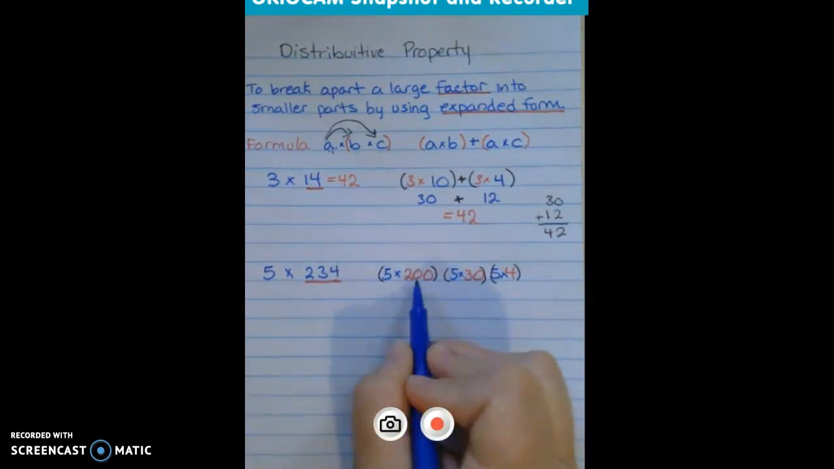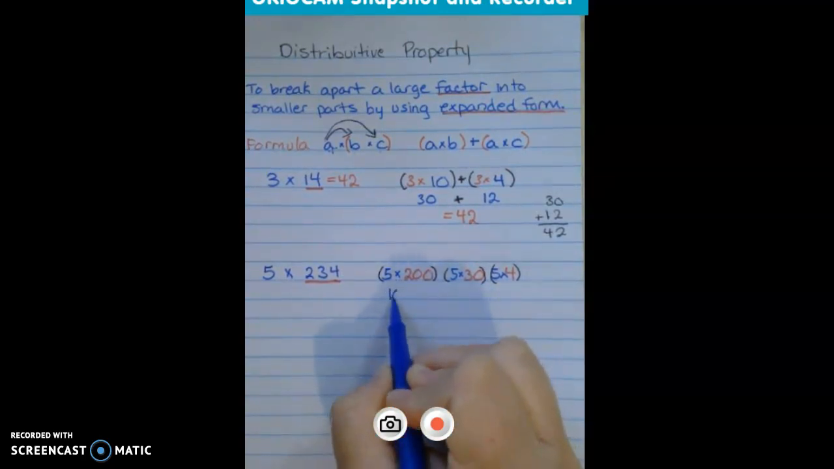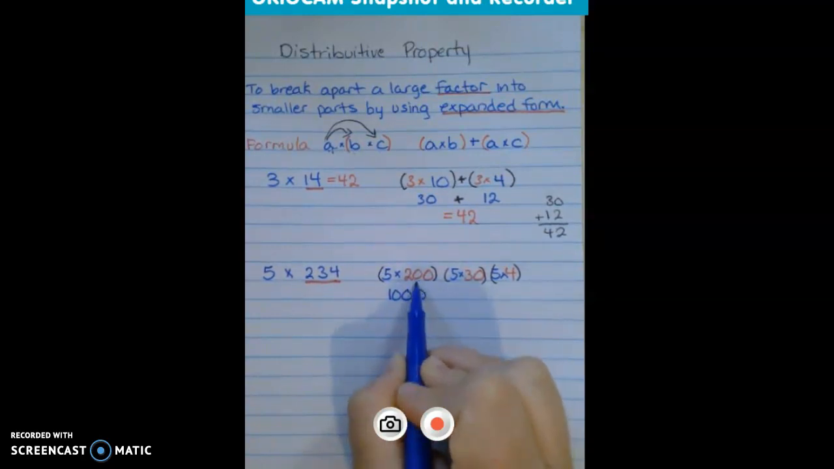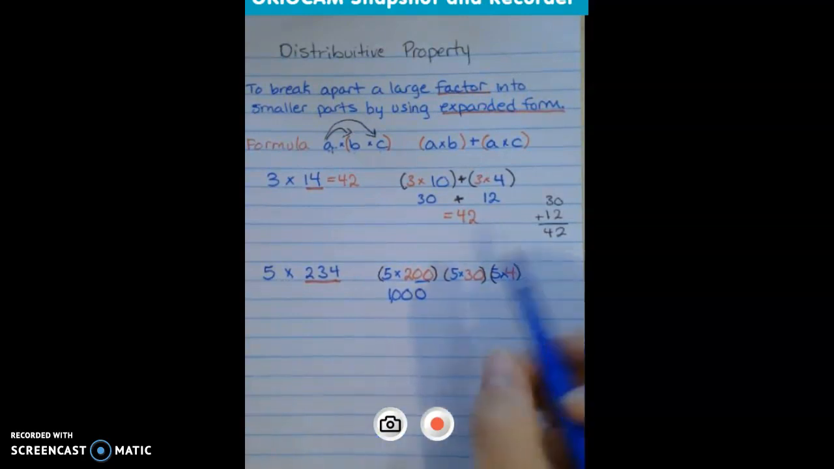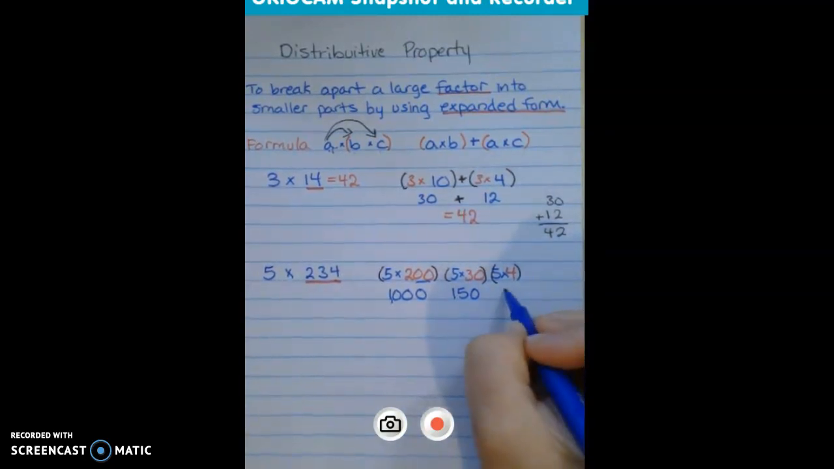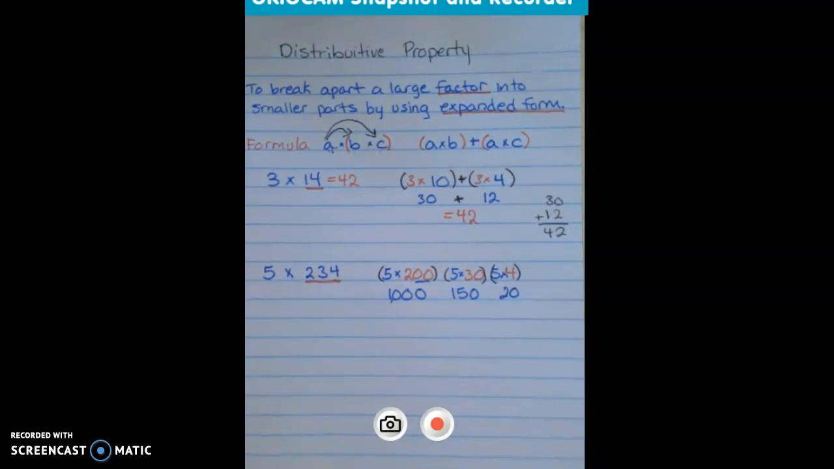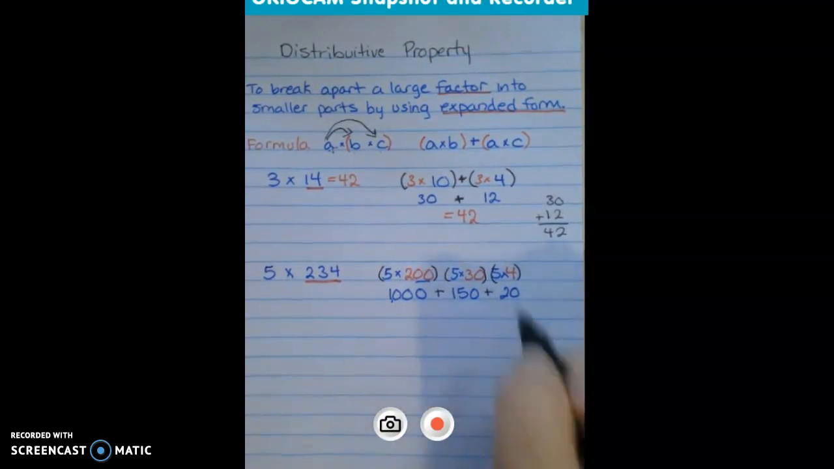The factor is 5 times 200. Well, 5 times 2, what is that? It's 10, but those are in the hundreds, so I need to add those 2 zeros there because that's 10 hundreds, which gives us 1,000. 5 times 30, well, 5 times 3 tens is 15 tens. And then 5 times 4 ones gives us the answer of 20. Okay, so now that I have my individual products, I'm going to add those together.